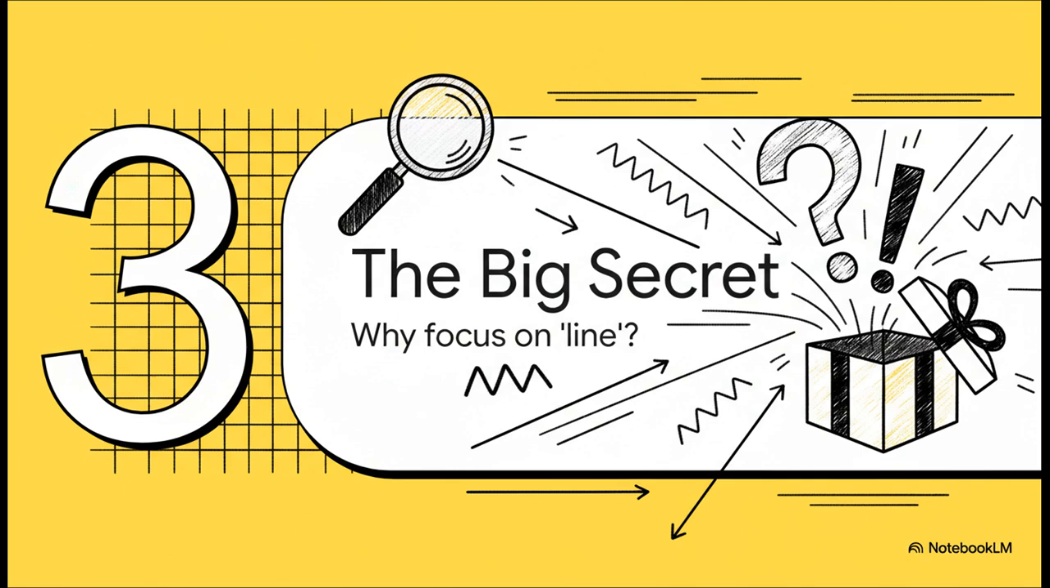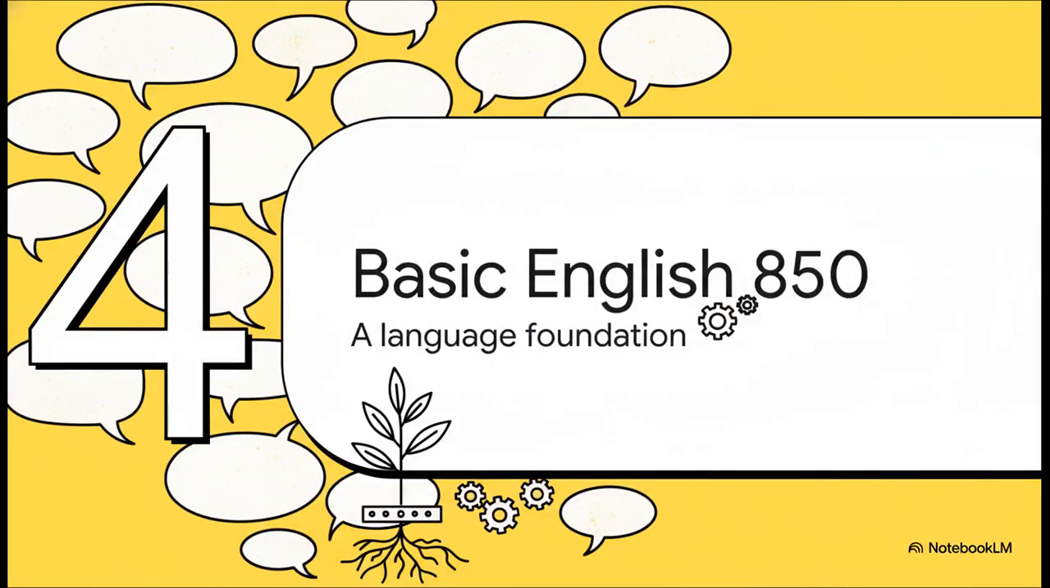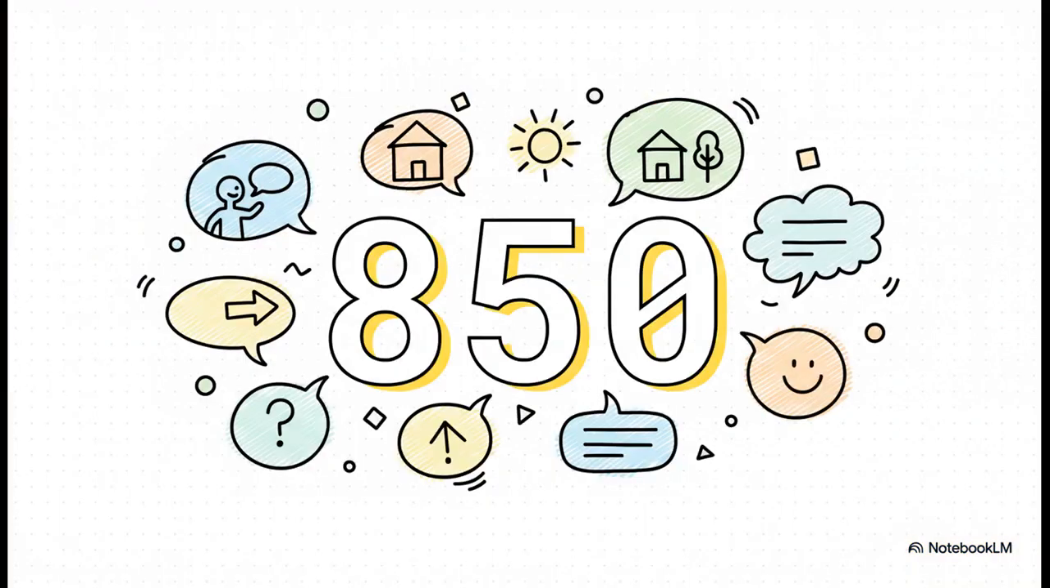Well, this is where we get to the big secret. Here it is. Line wasn't just picked out of a hat for this explainer. It's on a very special list. It's been officially identified as one of the 850 most essential words you need to communicate in English. It's not just a common word, it's a foundational one. And that brings us to a much, much bigger idea. This Basic English 850 list, it's not just a vocabulary list, it's actually a pretty revolutionary idea about communication itself.